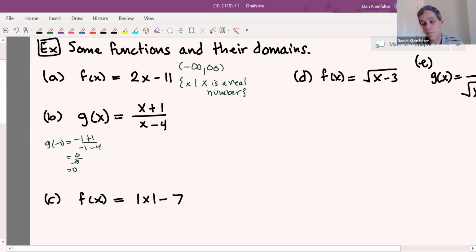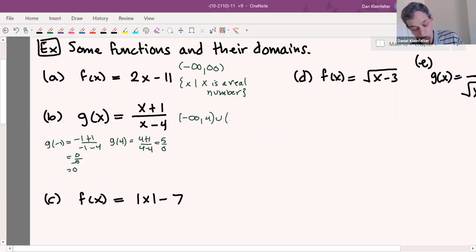The number that we can't put in is 4. If you put in 4, you would have 4 plus 1 over 4 minus 4, or 5 divided by 0. 5 divided by 0 is undefined, and so we can't do it. So we need to exclude that when we write out our domain. So in interval notation, it will be negative infinity up to, but not including 4. So I've got a parenthesis. We'll use a union symbol to join two separate pieces together. And then we'll take over right after 4 and go from 4 up to infinity. In set builder notation, the set of all x such that x is not equal to 4.